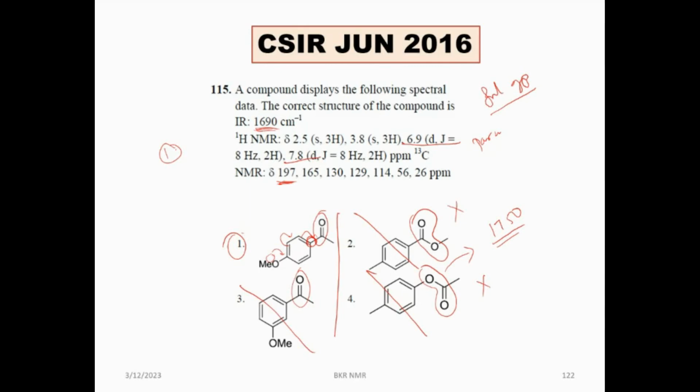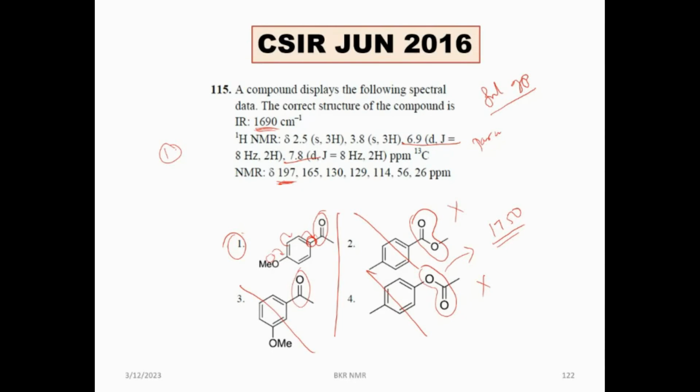Okay, 200 and above. Now look here, guys, without looking into the data, based on simple logic and tricks, I have solved this problem. Using IR I say it's not an ester, so I rule out options 2 and 4. Based on the proton doublet and doublet I say it's a para substitution, so I rule out the meta substitution.